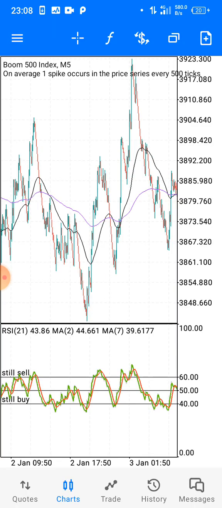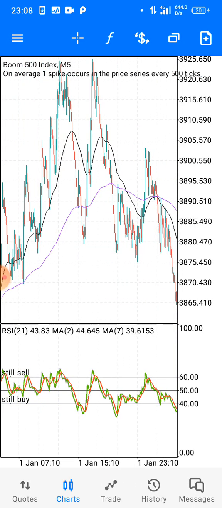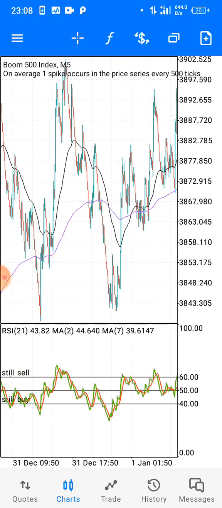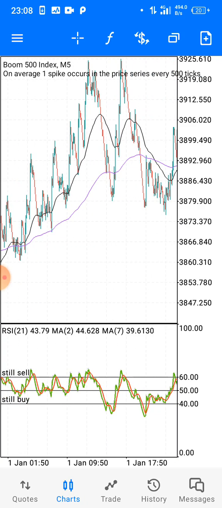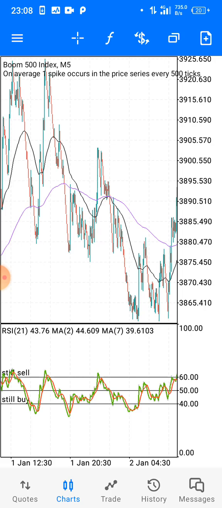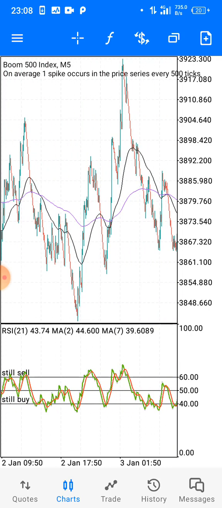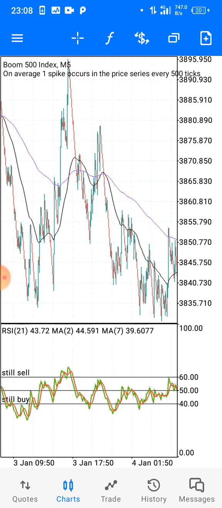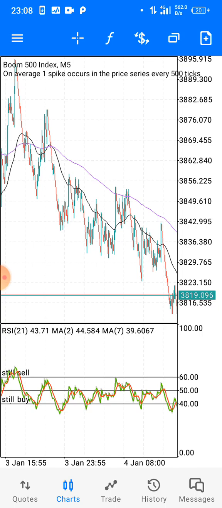When you're done with this, it should look something like this. So for the rules of the strategy, right here we're going to be entering only in the direction of the 50/200 cross. If the 50/200 cross is pointing downwards, we're going to be entering for sells. If the 50/200 EMA is pointing upwards, we're going to be entering for buys.